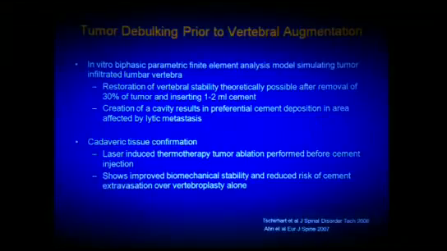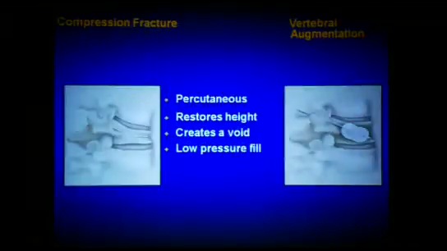How is this performed? Well, there's a tumor debulking prior to vertebral augmentation, which can happen. In vitro, a biphasic parametric finite element analysis model simulating tumor infiltration into the vertebral body showed vertebral body stability is restored after removing 30% of the tumor and inserting 1 to 2 cc's of cement. This has been confirmed with cadaveric tissue, where laser-induced thermal therapy, tumor ablation performed before cement injection, showed improved biomechanical stability and reduced risk of cement extravasation over vertebroplasty alone.